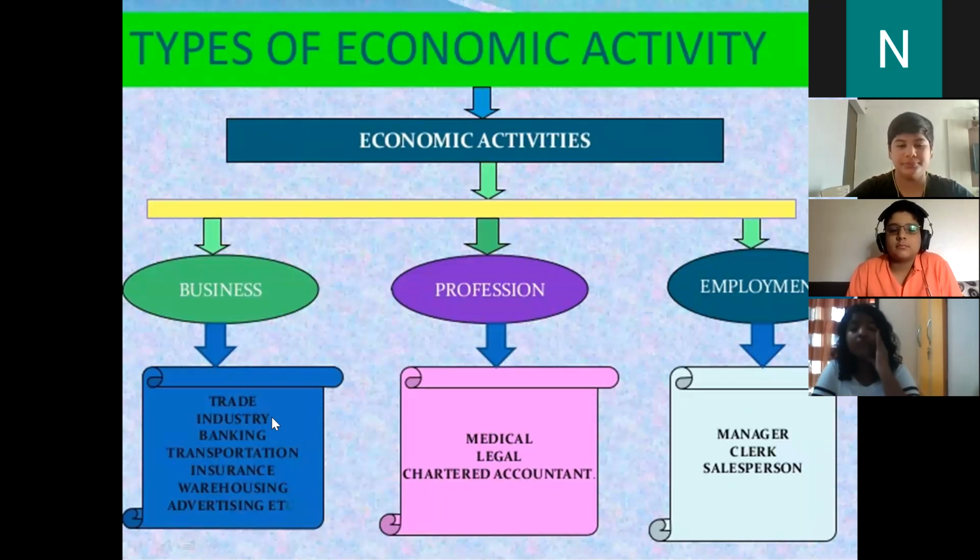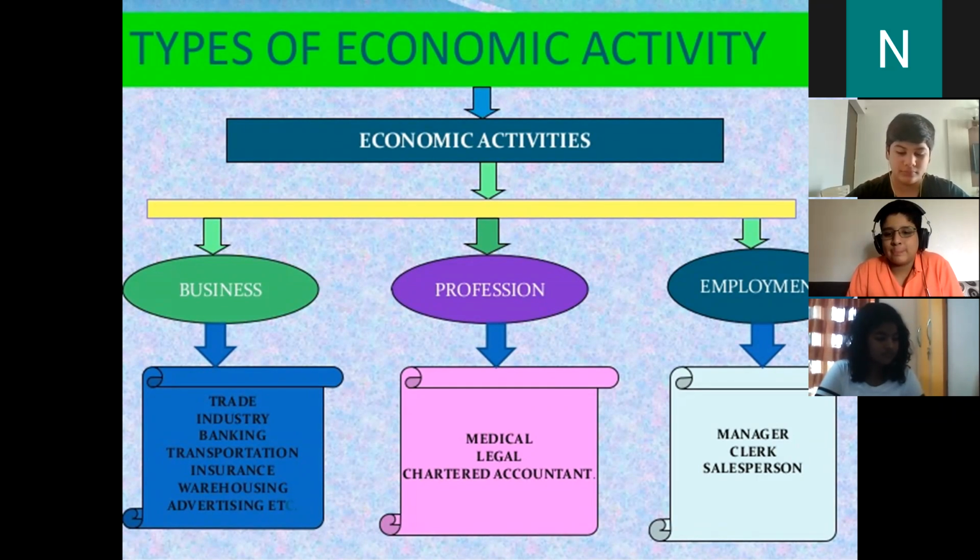Now, the next topic is types of economic activity or types of commercial activities. We have already done what is commercial activity. Commercial activities are also known as economic activity.